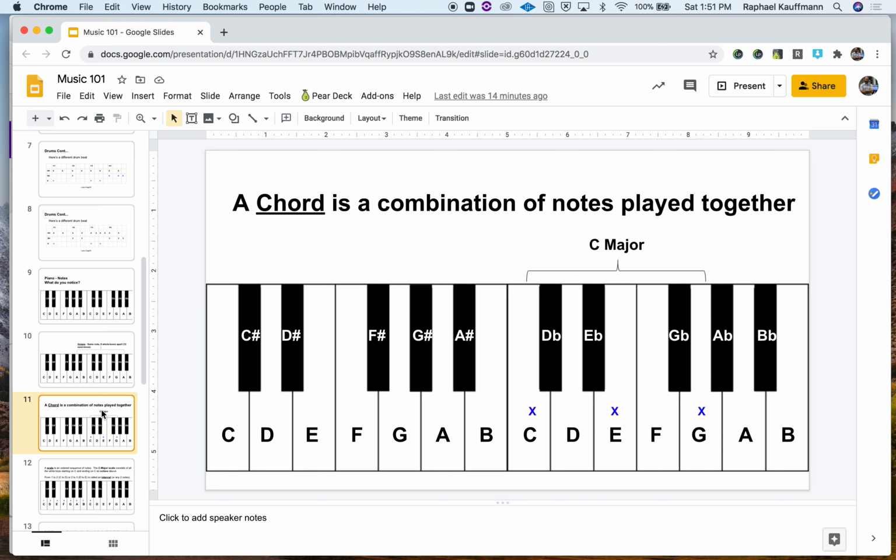All right, so what is a chord? A chord is a combination, it's multiple notes being played together at the same time. So if you look at these blue X's, those are the notes I'm playing. C, E, G. That is called the C major chord. It's also called the C major triad, but we'll get to that in a second. So that is the C major chord.